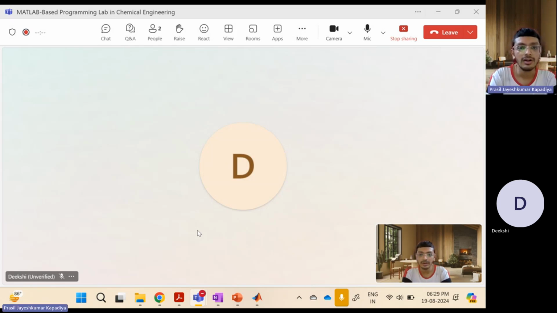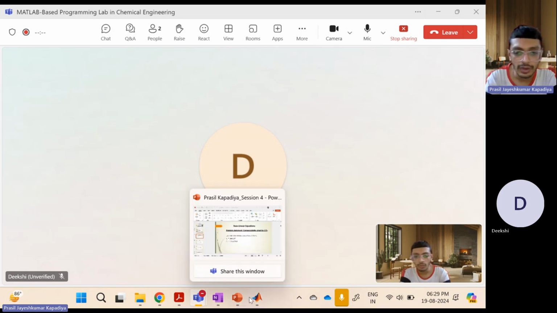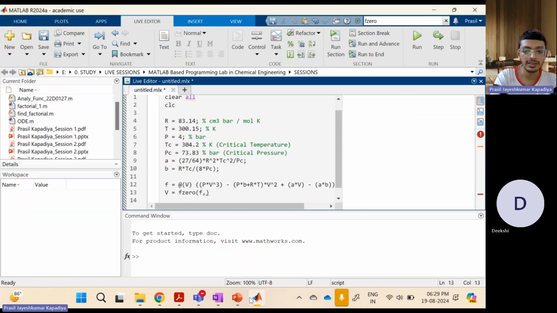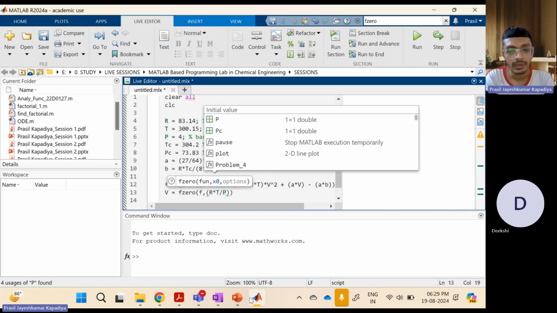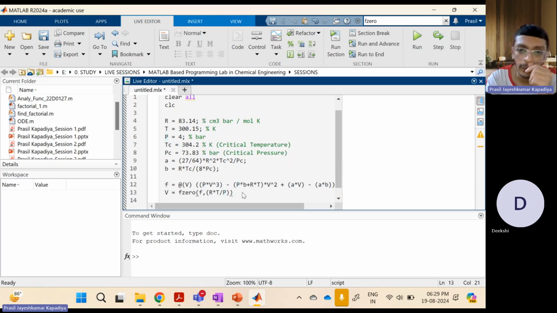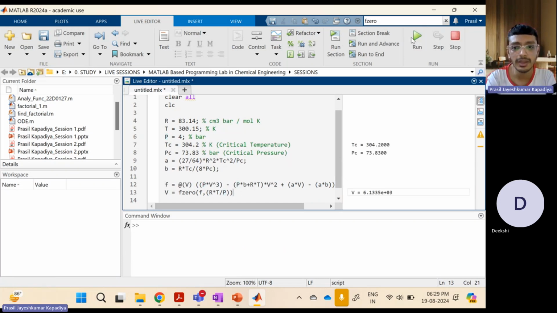We are finding a vapor root. So what should we do? We should start with ideal gas volume, right? So let's say my initial guess is nothing but, writing it in bracket, R into T divided by P. So this is nothing but my volume. So let's run this. So we'll be getting volume.